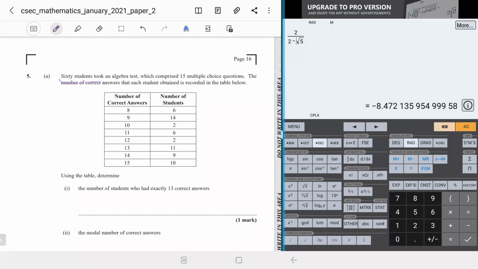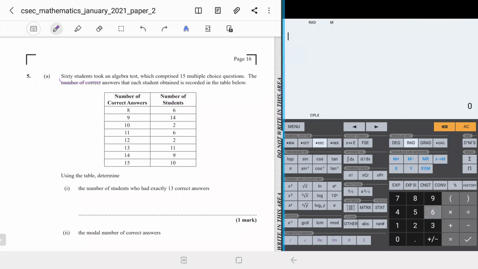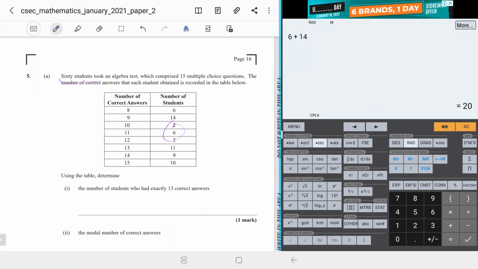There were 50 multiple choice questions. The lowest anybody got was 8 and the highest anybody got was 15, so nobody got less than 8. Let's just check if this adds up to 60. 6 plus 14, that's 20. This is just 10 more right here. 10 plus 10, and this is 20 more, and 30 more, right? So it's correct. Adds up to 60.